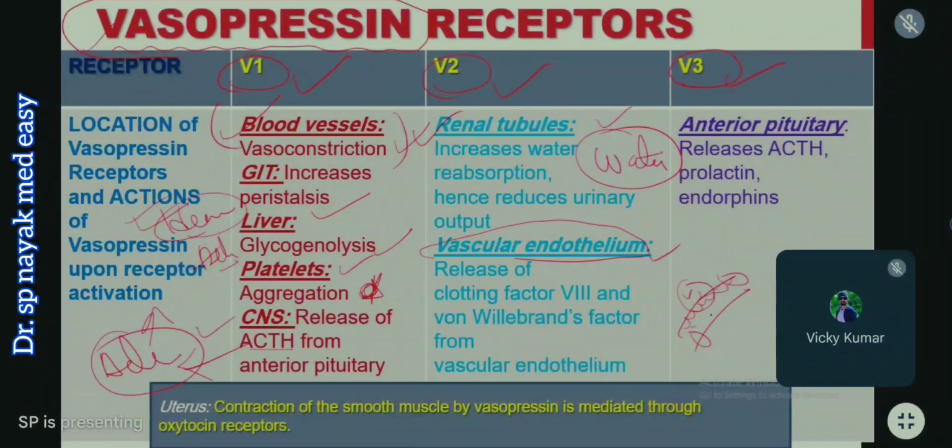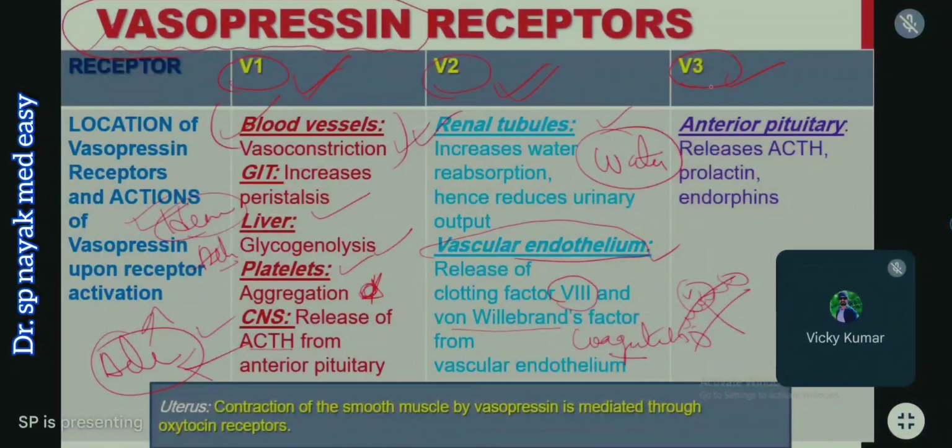When the V2 receptor is activated, it will release clotting factor 8 and von Willebrand's factor. These two factors will again increase coagulation. So the V1 receptor and V2 receptor, when they are activated, potentiate coagulation and help in reducing bleeding. Vasopressin is used in bleeding conditions, remember. Vasopressin is used in dehydration. Vasopressin is used in hypotension. All these are important points.